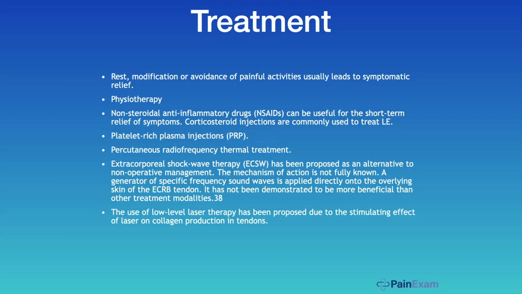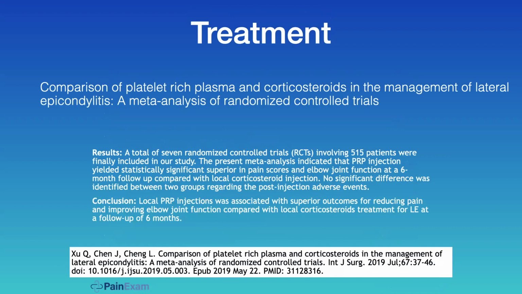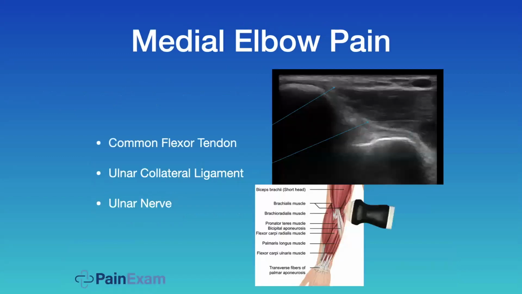Others are using low-level laser therapy to stimulate collagen production in the tendons, and acupuncture has some evidence, but long-term it's unclear. When they compared PRP versus corticosteroids, they found that local PRP was associated with a superior outcome for reducing pain and improving elbow joint function compared with local corticosteroid injection at 6 months follow-up.